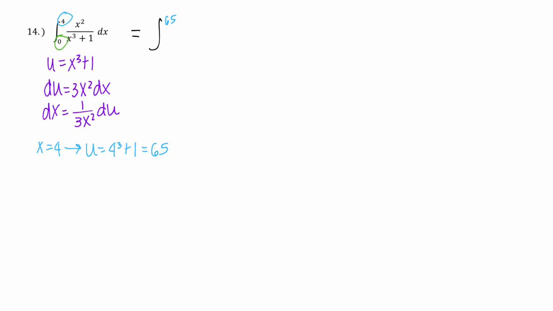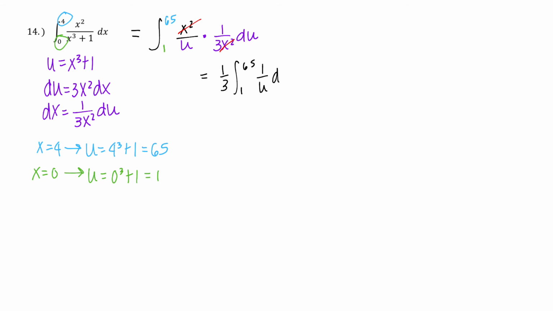My bottom bound is 0, so I have x equals 0. u is going to be equal to 0 cubed plus 1, which is 1. And then, let's see, I have an x squared up here. The denominator becomes u, and then dx becomes 1 over 3x squared du. So this x squared cancels. I'm going to take the 1/3 out front, going from 1 to 65, 1 over u du.